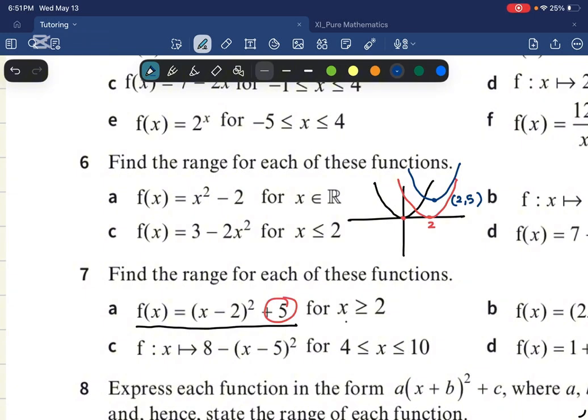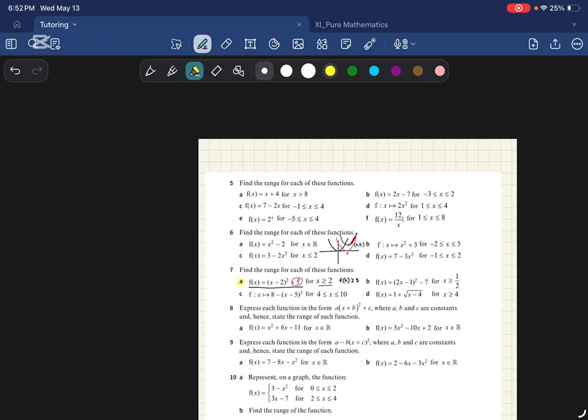And x is bigger than or equal to 2, so I just need to consider the red arm. And you can observe that the range is just f(x) is bigger than or equal to 5. So that is your answer to 7a.